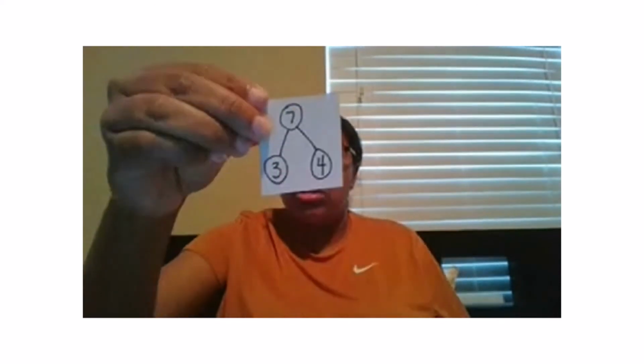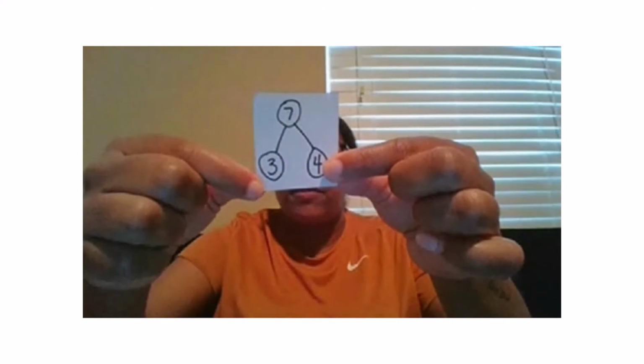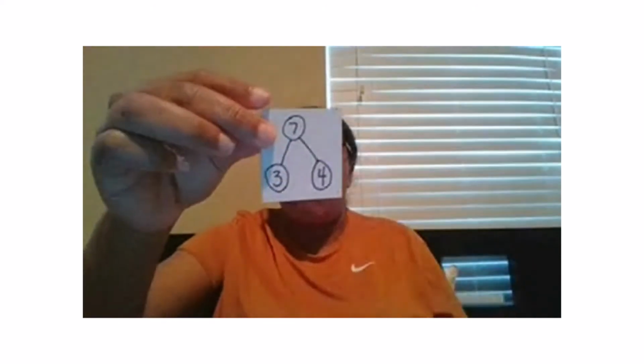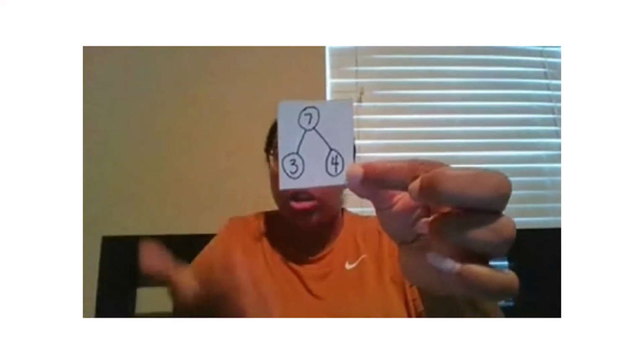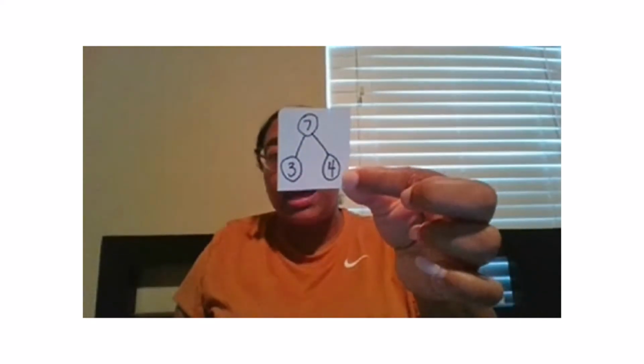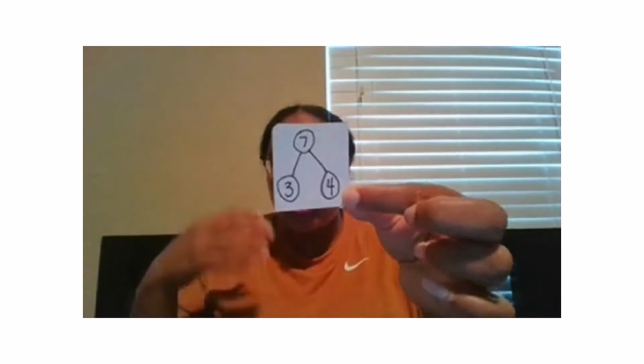So which number is your larger part? 4. Great job. Which number is your smaller part? 3. Great job. Which part would have more circles? 4. Great job. Why? Because it is your larger part. Which part would have less circles? 3. Great job. Why? Because 3 is your smaller part. Great job. Next one.